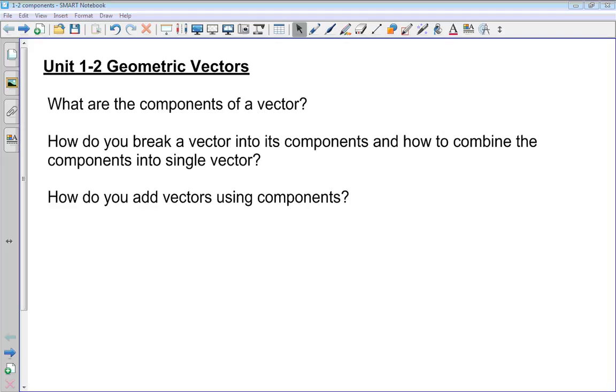So in this lesson, we're going to take another look at geometric vectors here. And what we want to talk about here are the components of a vector. So what do we mean by the components of a vector? How do you take a vector and break it down into its components? And if you have the components of a vector, how do you combine them back together to get a single vector? And then eventually, we want to be able to use what we've learned about components in order to use them to add vectors together. And this gives us another way of adding vectors.